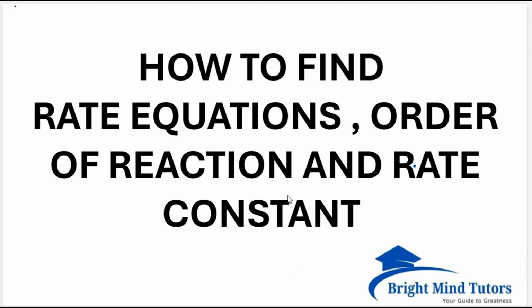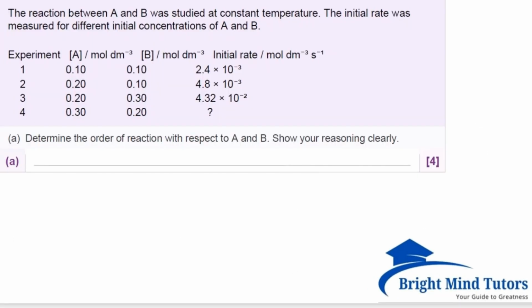So, this is the question that we are having. It says the reaction between A and B. So, two reactant species, A and B, are reacting, and we are performing the reaction at a constant temperature. So these are the conditions that they have taken. The initial rate was measured at different initial concentrations of A and B.